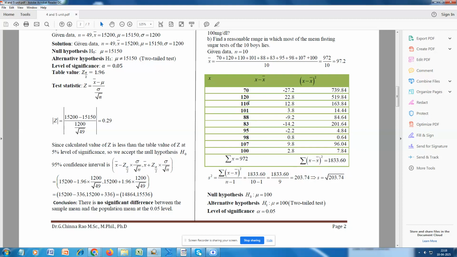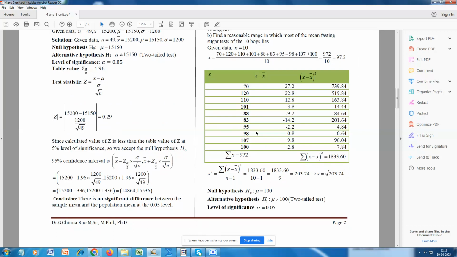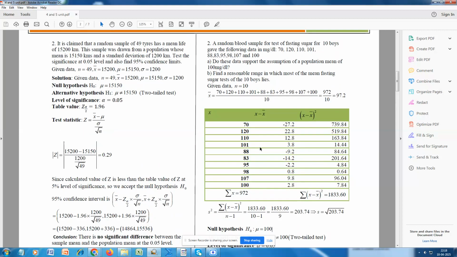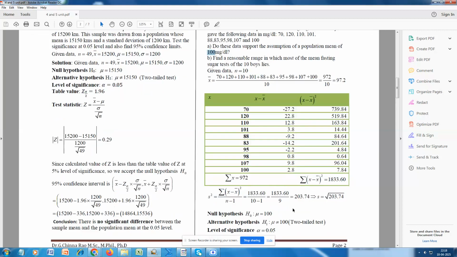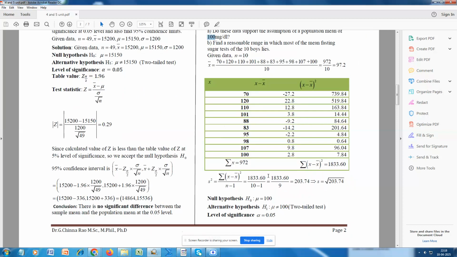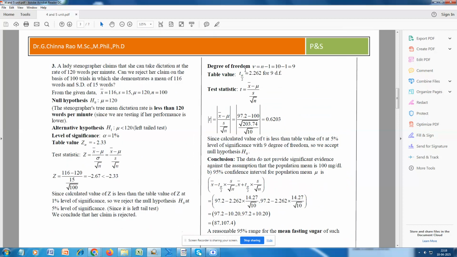Okay. After calculation, we write the steps. Null hypothesis, mu is equal to 100, because it is given mu is equal to 100. Now take alternative hypothesis, mu not equal to 100, which is two-tailed test. Level of significance, we are taking alpha is equal to 0.05. Degree of freedom, n minus 1. Here n is 10, 10 minus 1 is 9. According to the table, we have 2.262 for 9 degrees of freedom.